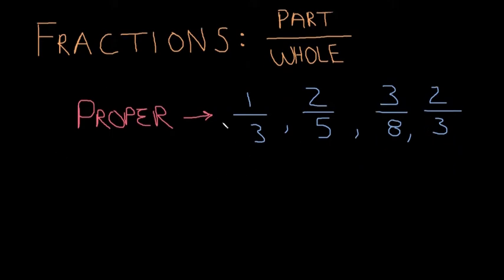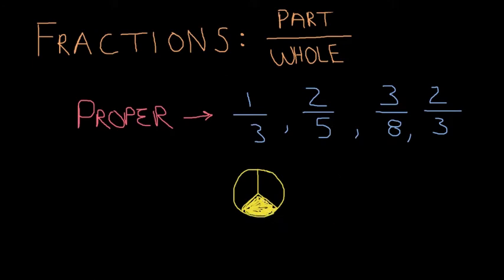We can visualize this better if we make a circle. So I'm going to make a circle. Now this is the whole, and this whole at the bottom is broken into 3 pieces. So I'm going to break this into 3 evenly divided pieces. And this is 1 out of 3. So we can highlight this area right here, and this is a visual representation of 1/3.